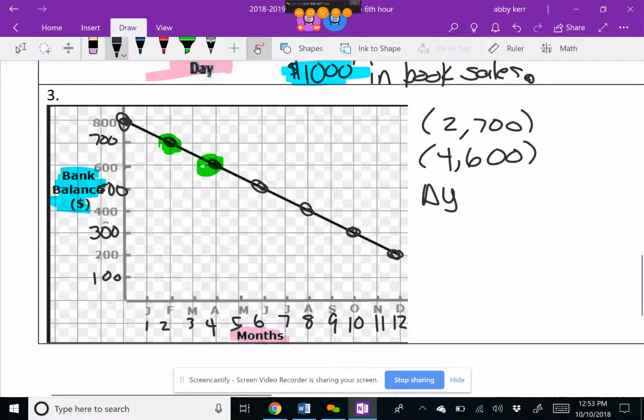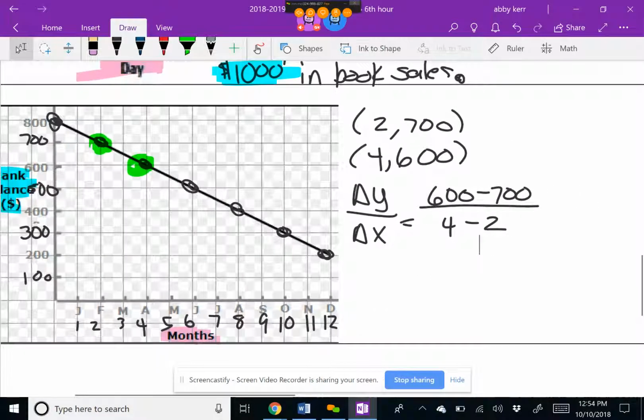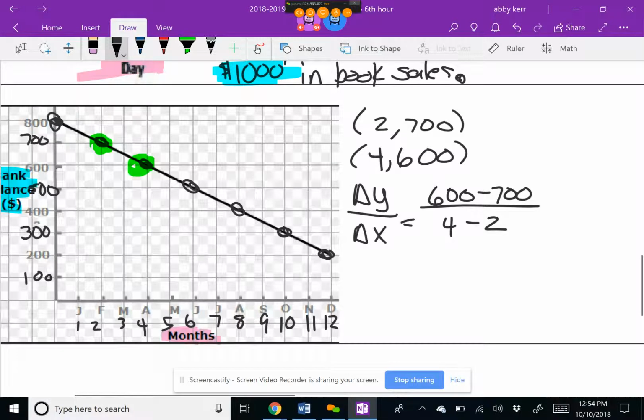So delta y over delta x. So then it's 600 minus 700, over 4 minus 2. So 600 minus 700 is negative 100 over 2, which simplifies as negative 50 over 1.